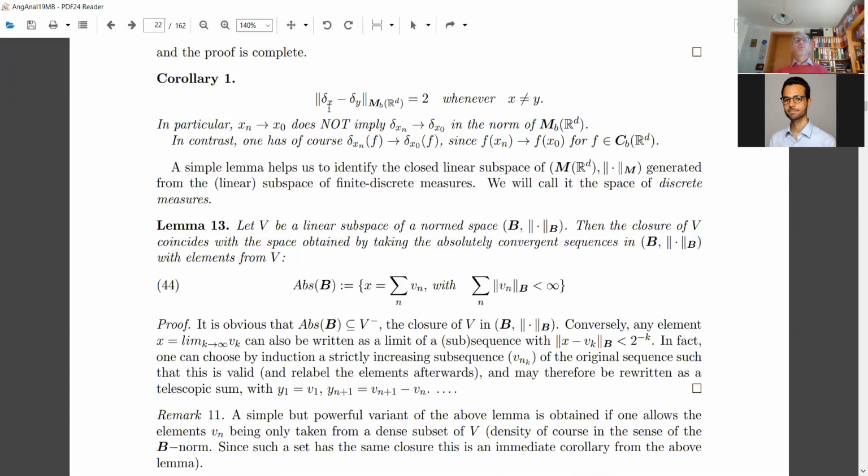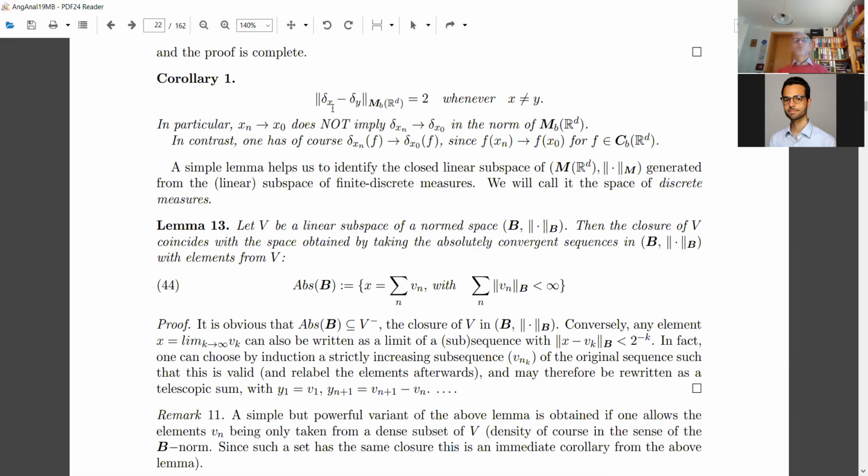That if you give me two different points, then the size of the difference is always 2, independent of how close they are. Why? Because you have a canonical representation: 1 times delta x minus 1 times delta y. The absolute value of 1 plus the absolute value of minus 1 is clearly 2. So it's because you can find a function, maybe a triangular function, which is plus 1 here, goes down to minus 1 at y, and goes back to 0, then you see it cannot shrink.